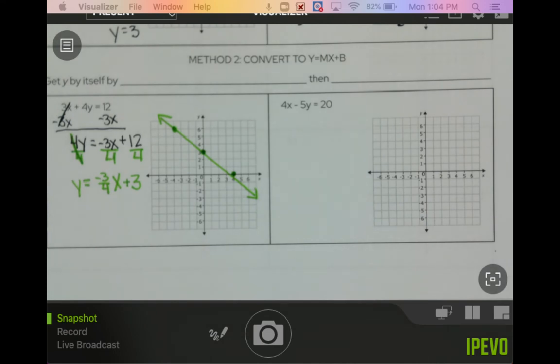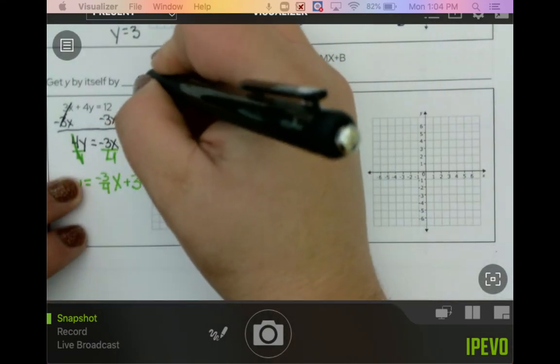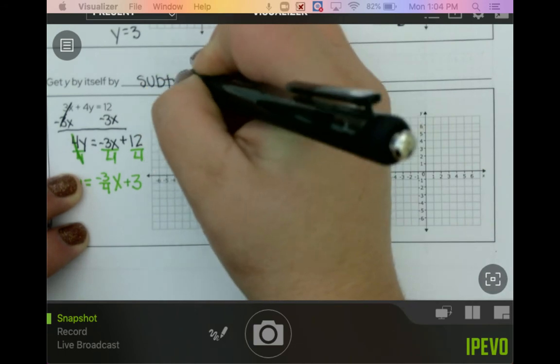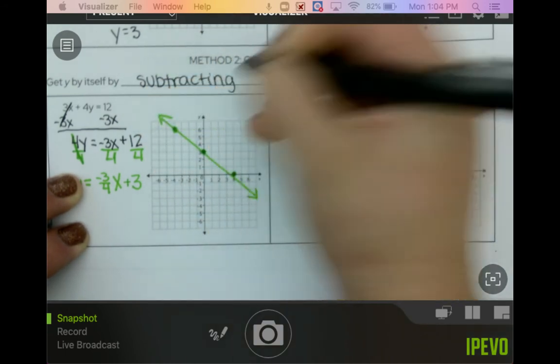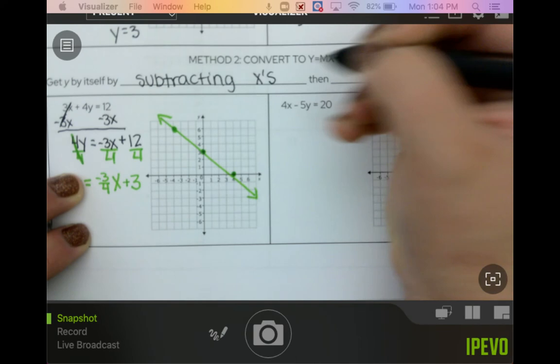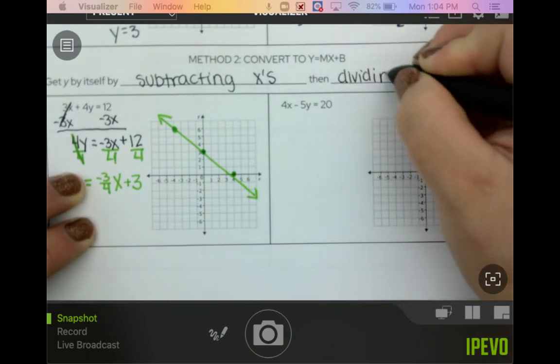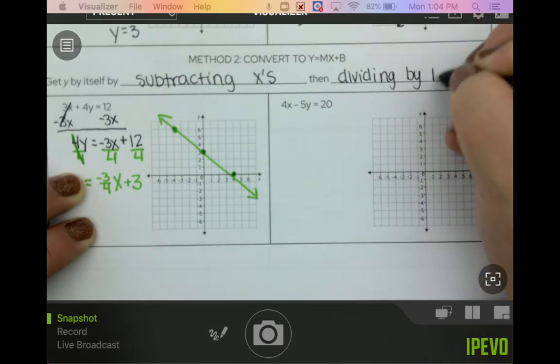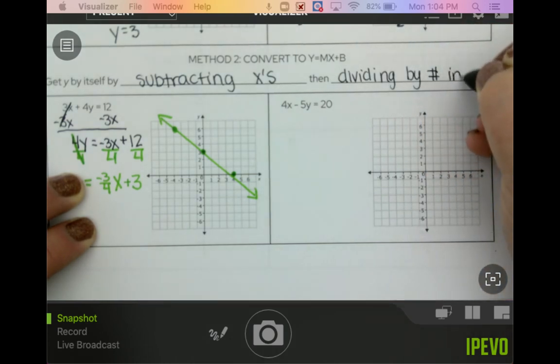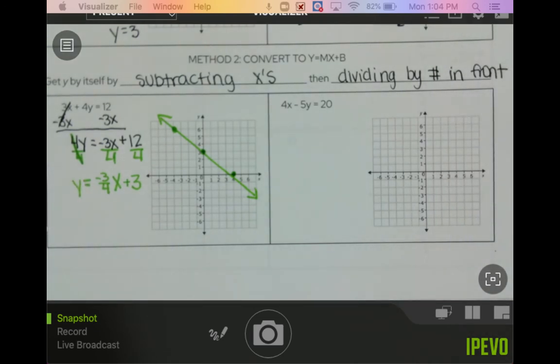Right, so basically what you're doing in this section is subtracting the x's, then dividing by the number in front. And you're going to do the same 2 steps every time because you're starting with the same form, so it's going to take the same 2 steps every single time. Move the x's, divide by the number.